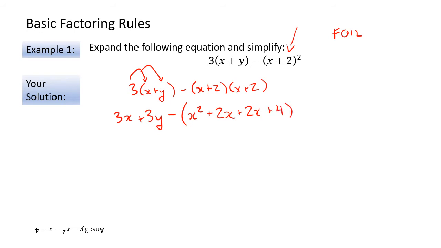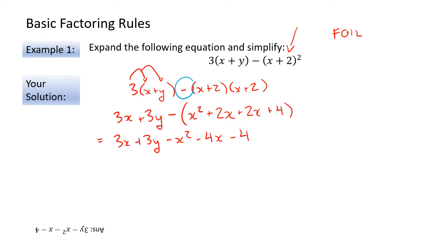I kept all of that in brackets because we have a negative sign here. That negative corresponds to every single term in here. You have to make sure you distribute that negative in. It's the same as having a negative 1 sitting in front of this. That's a very common mistake I see in a lot of students when it comes to math. So propagating that negative in, we get 3x plus 3y minus x squared minus 2x plus 2x is 4x, so minus 4x minus 4.